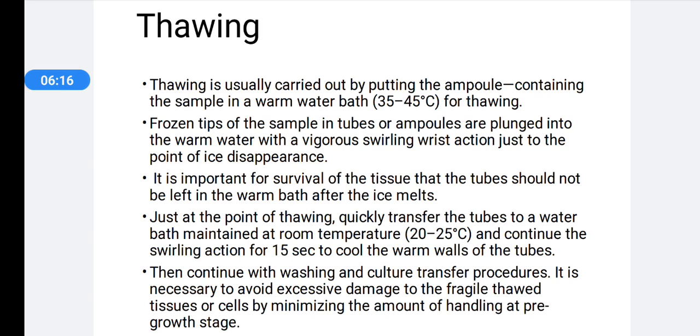After the specimen has thawed, we have to quickly transfer it to a bath maintained at room temperature, that is about 20 to 25 degrees Celsius. Then you have to continue the swirling action for another 50 seconds, because while we are swirling, we are actually cooling the warm walls of the tubes. Then wash and culture transfer procedures have to be followed. To avoid excessive damage to the tissues, we have to minimize the amount of handling at the pre-growth stage.